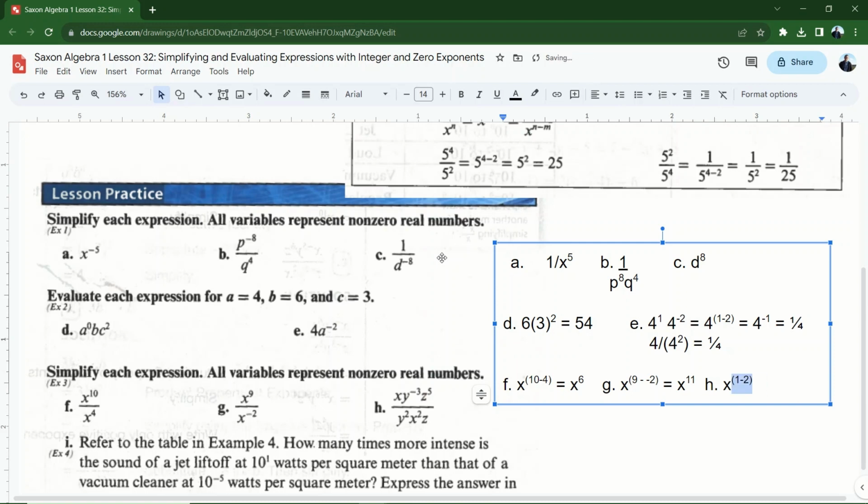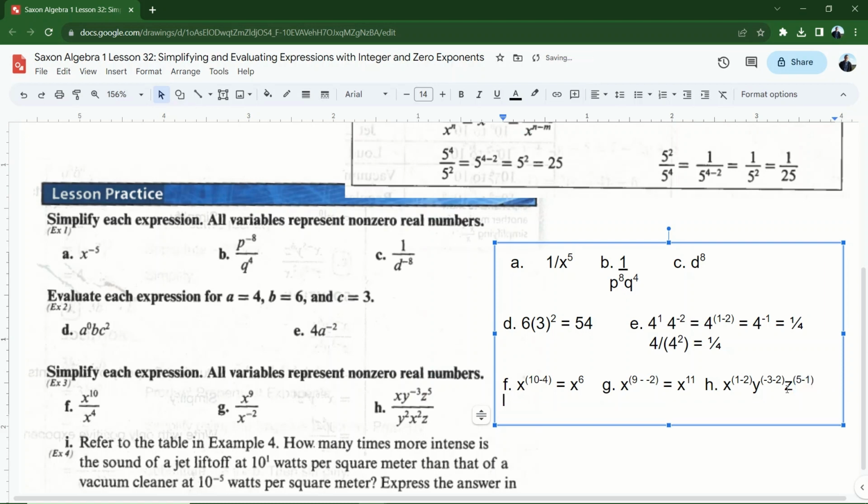So it's going to be x to the 1 minus 2, times y to the negative 3 in the numerator minus whatever's in the denominator, 2. So y to the negative 3 minus 2. And then we're going to have z to the 5 minus 1. So let's get that in there: z to the 5 in the numerator minus 1 in the denominator. There is my problem that I need to work.